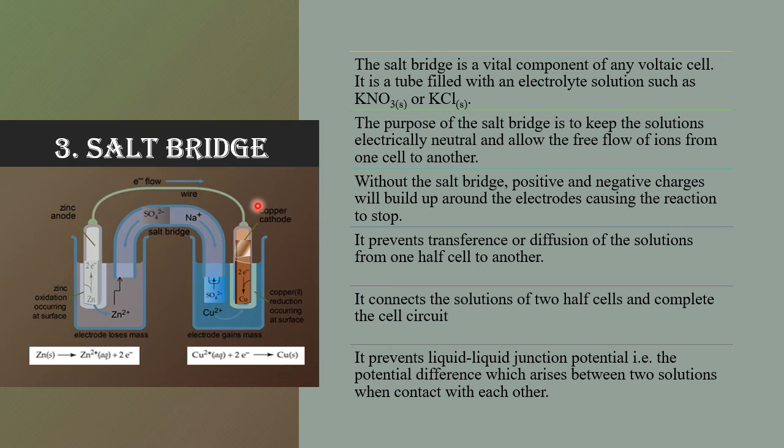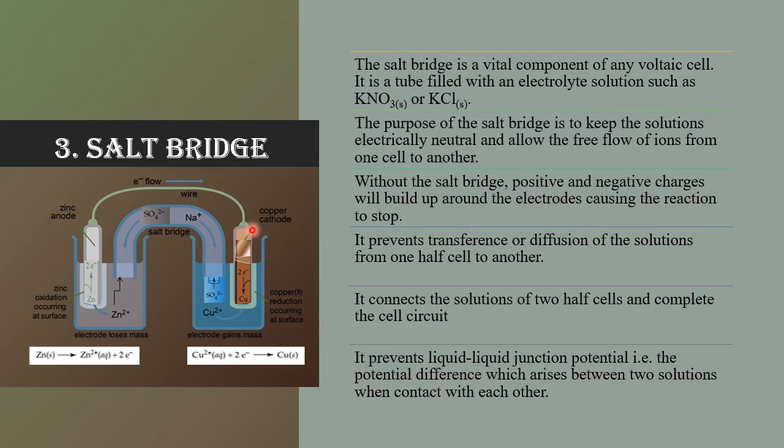The salt bridge is the most important component of any voltaic cell. It is basically composed of an electrolytic solution of potassium nitrate or potassium chloride, that is basically a salt of potassium. Clear? Why are we using the salt bridge? The salt bridge is used to connect the two different half cells, and its purpose is to keep the solution neutral, and it allows the free flow of ions from one cell to the other cell without changing their neutrality. Without the salt bridge, the positive and negative charges will build up around the electrode and the reaction will be stopped.